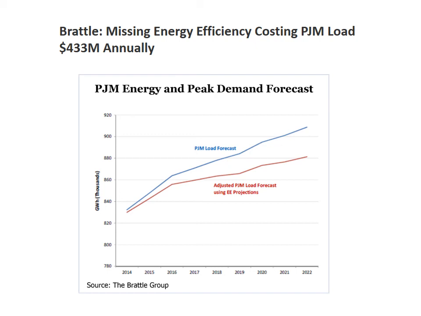And so an example of that is shown here. So this is what PJM's peak demand forecast, or load forecast, in blue is, out through 22. But if you incorporate added energy efficiency forecasts, you can see that the peak load drops considerably, right? Especially as you go out into the future.